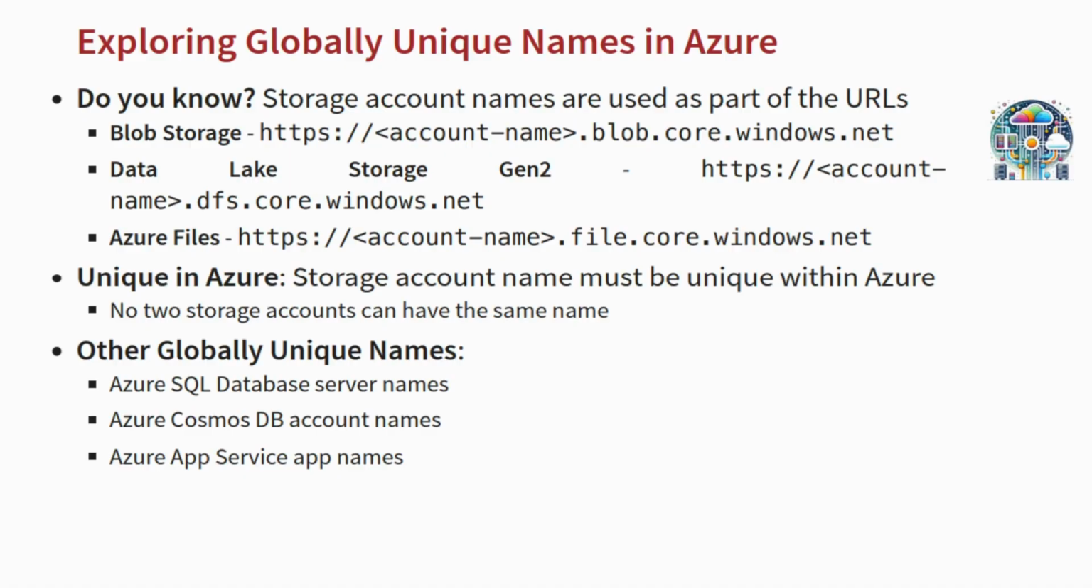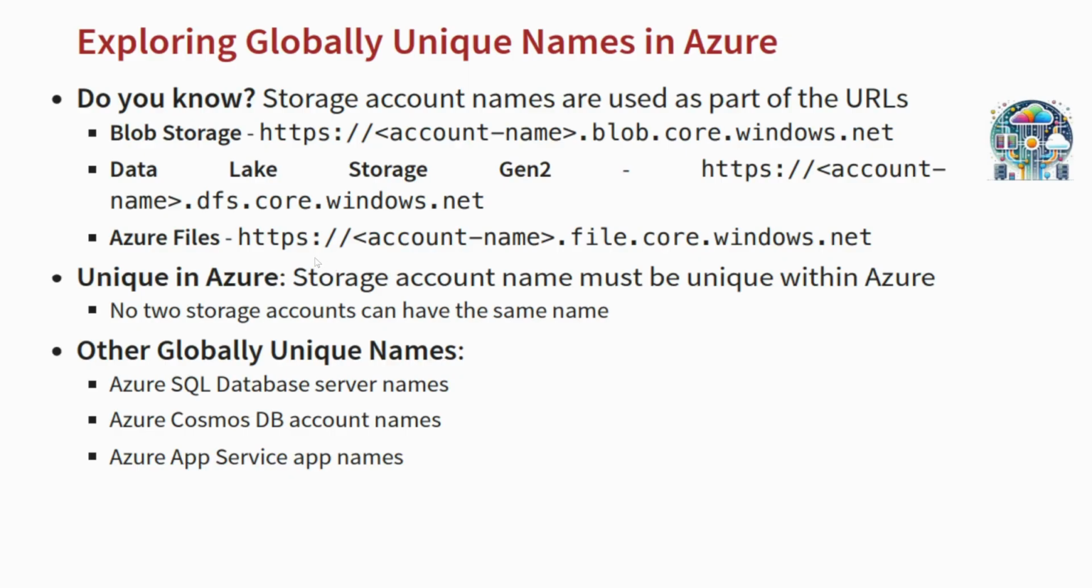So this is how it looks when you create a unique name for your storage account, for example blob storage. This is how the links look: https, account name, dot blob dot core dot windows dot net. And if you're going with the data lake options, only the account name keeps differing, whether it could be data lake storage or Azure Files.